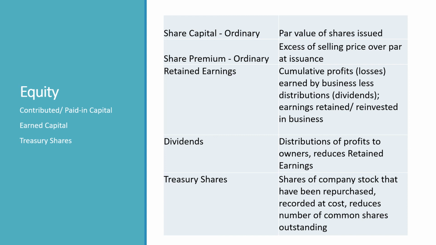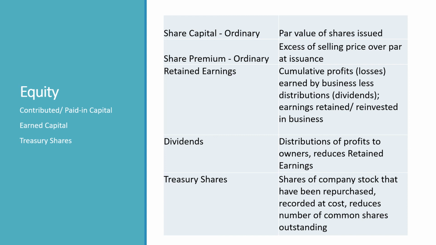Moving on to our equity section. An equity section is going to have certain accounts every time. The minimum accounts you would expect to see there would be share capital ordinary and retained earnings. Typically, shares have a par value. If it is par value stock, then what's going to be in the share capital ordinary account is just going to be the par value of the shares that are issued. If the shares are sold at a price greater than par, which is typically the case, the excess of the selling price over the par value is going to be recorded in share premium ordinary.